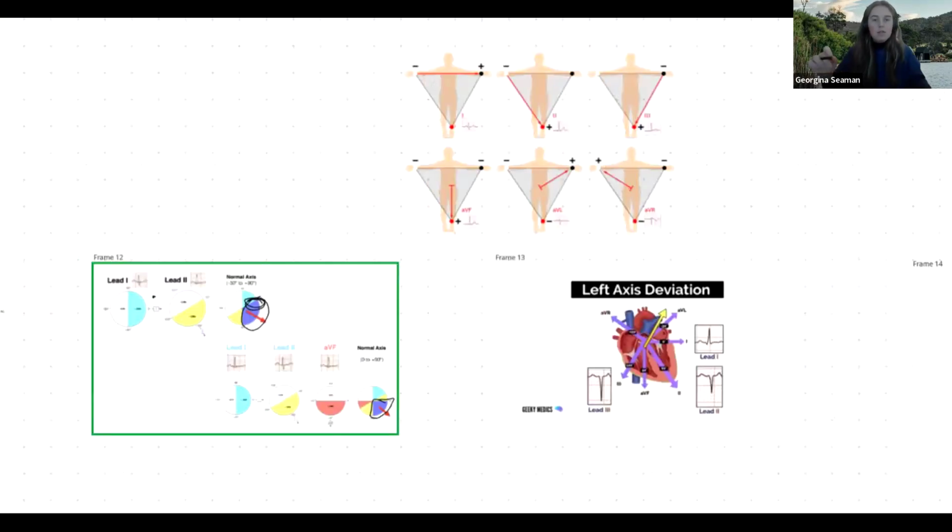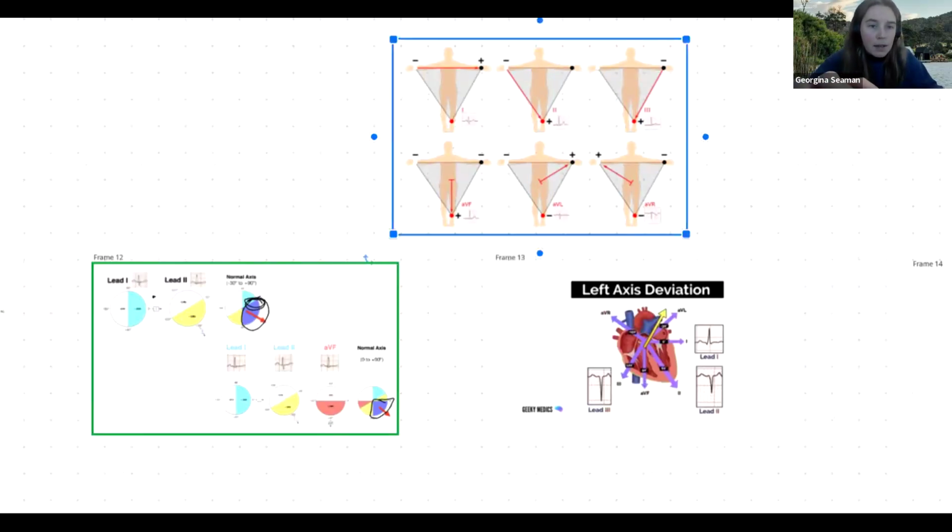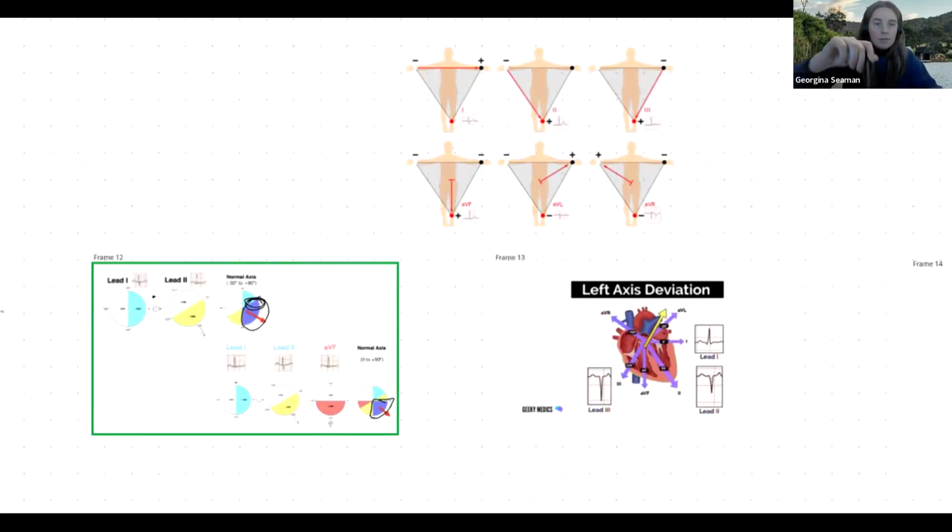Yep. All right, so in lead 1, remember we're standing up here, right? We're standing up there for lead 1, we're looking over there. So most of the direction is still heading towards the left, right? So in left axis deviation, we'll still see the majority of our QRS voltage heading towards both lead 1 and lead 2 in that instance.